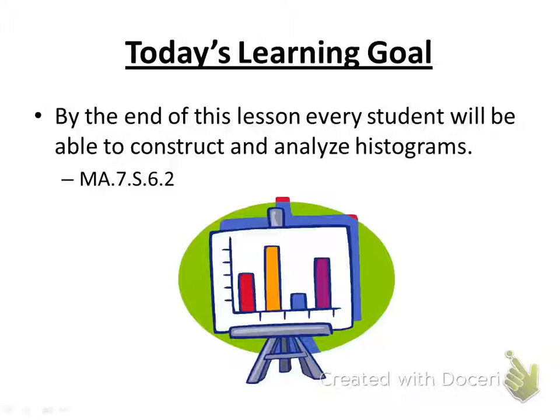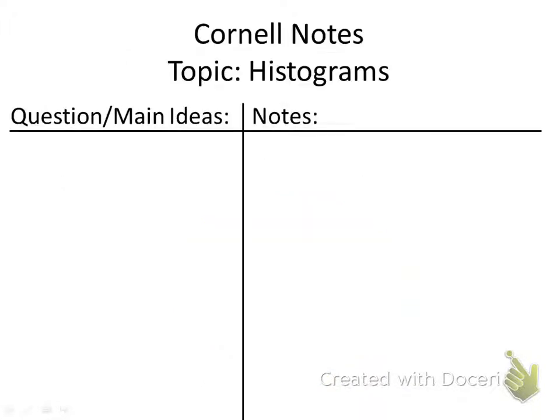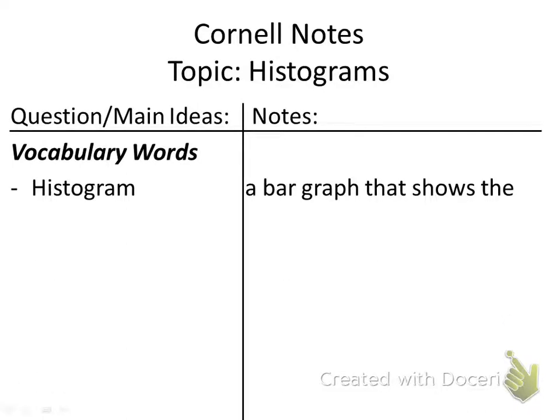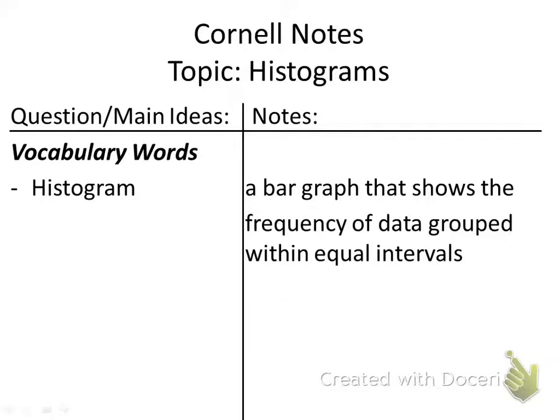Today's learning goal: by the end of this lesson, every student will be able to construct and analyze histograms. This is Benchmark Math 7S 6-2. Today we have one vocabulary word, and the vocabulary word is histogram. A histogram is a bar graph that shows the frequency of data grouped within equal intervals.